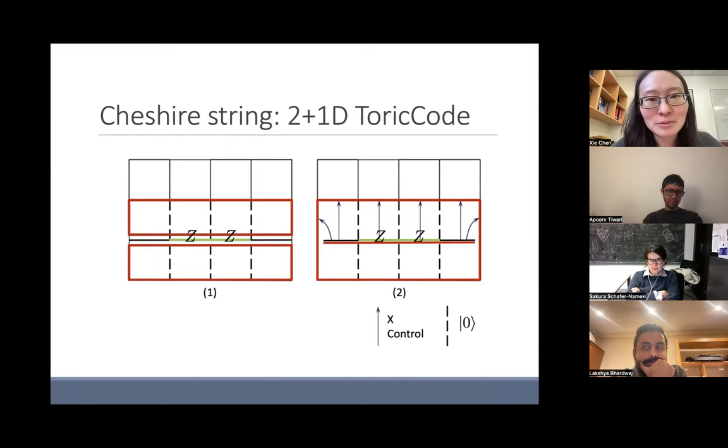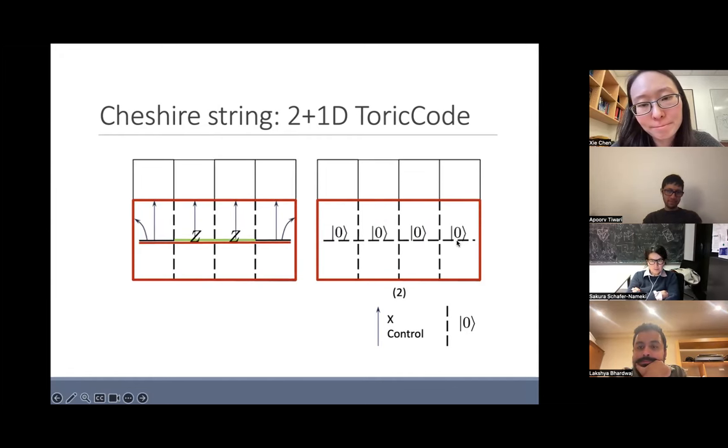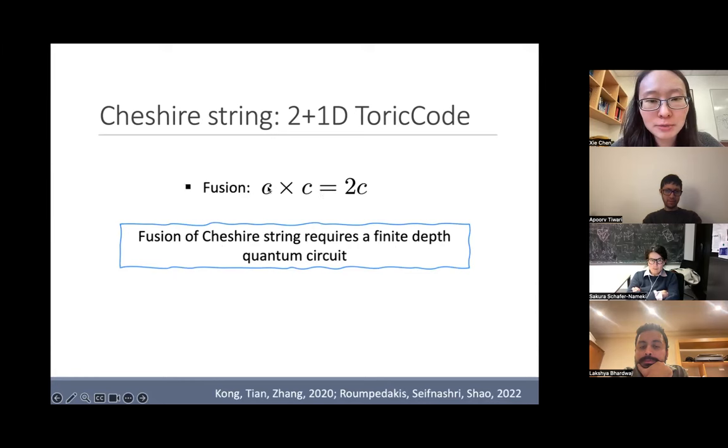This is what Xu Heng and other people talk about as the coefficient of the fusion result: when you fuse two Cheshire strings, there's a 1+1D Z2 gauge theory as the coefficient. Of course, there's a ZZ coupling term, so there's a twofold degeneracy. You can put them all in the zero state, or all in the one state. If we're just lazy, we'll write C cross C is 2C, but this 2 is better not written as a number, but as a 1+1D theory, decoupled from the bulk. So the take-home message is that a fusion of defects only takes a finite depth quantum circuit.